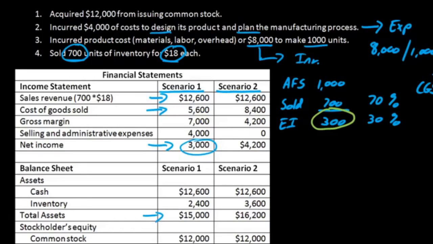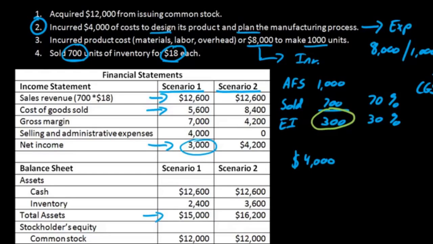Now let's say that the manager misclassified the cost. Let's say that instead of classifying the cost in event 2, this design and planning cost, instead of expensing, let's say the managerial accountant misclassified it as a product cost. So it was classified as a product cost, so it's basically part of inventory. Let's look at what would happen to the financial statements.